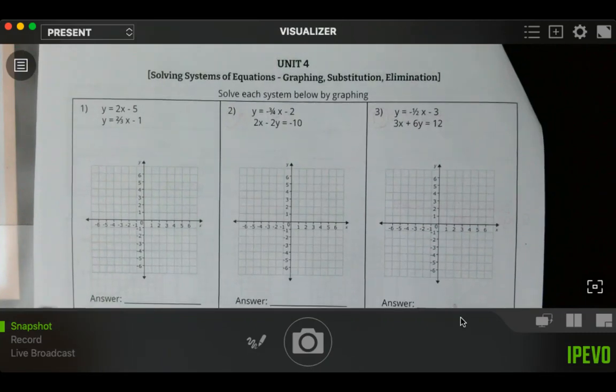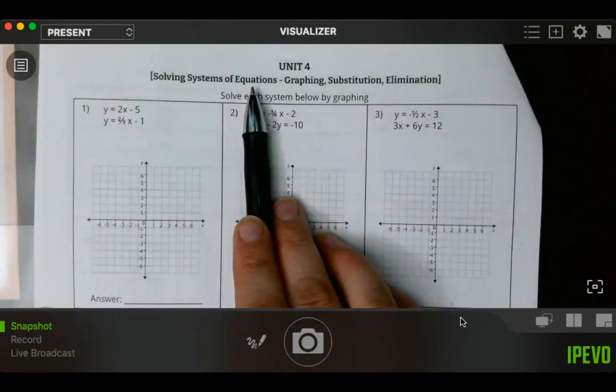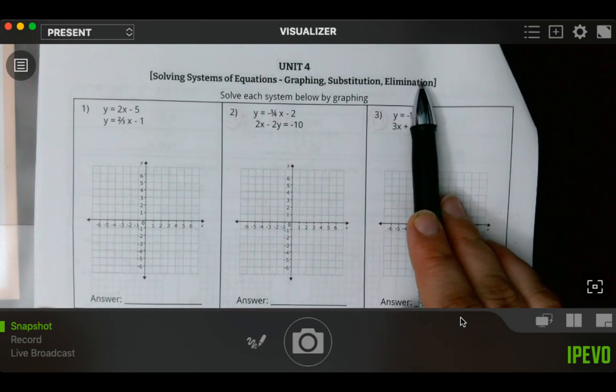Welcome to the Unit 4 review video. On this section, we're going to be talking about systems of equations. First, we're going to graph them, then we're going to use something called substitution, and then elimination.